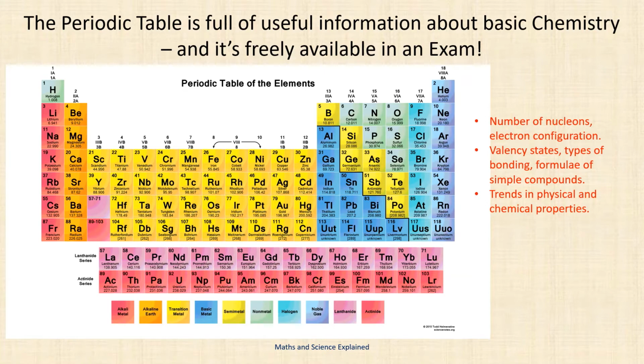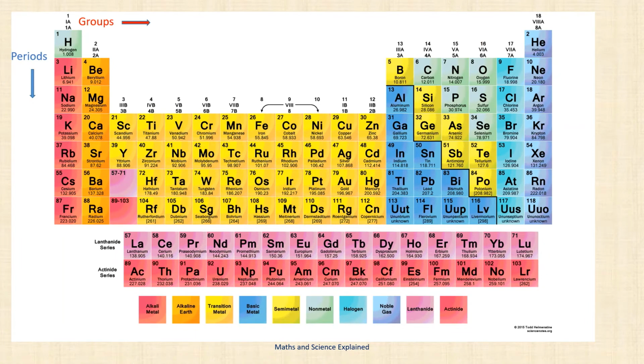Let's start by looking at this more comprehensive version of the table. The columns or groups are numbered from left to right from 1 to 13. However, in abbreviated versions and for GCSE chemistry, the portion in the middle containing the transition elements, lanthanides and actinides, are usually ignored, and the groups go from 1 to 7, with the last one being either 8 or 0. The rows are called periods and are numbered downwards. We will discuss the significance of groups and periods later.